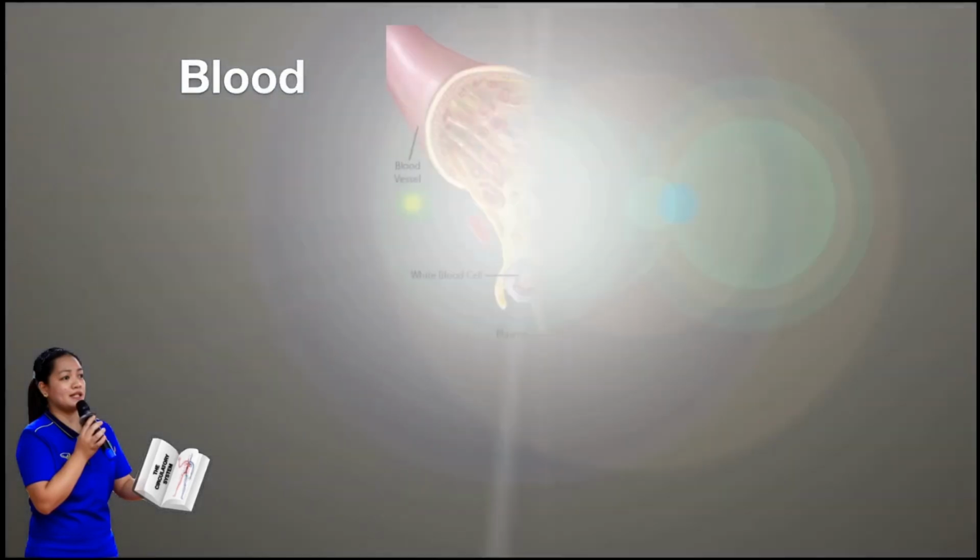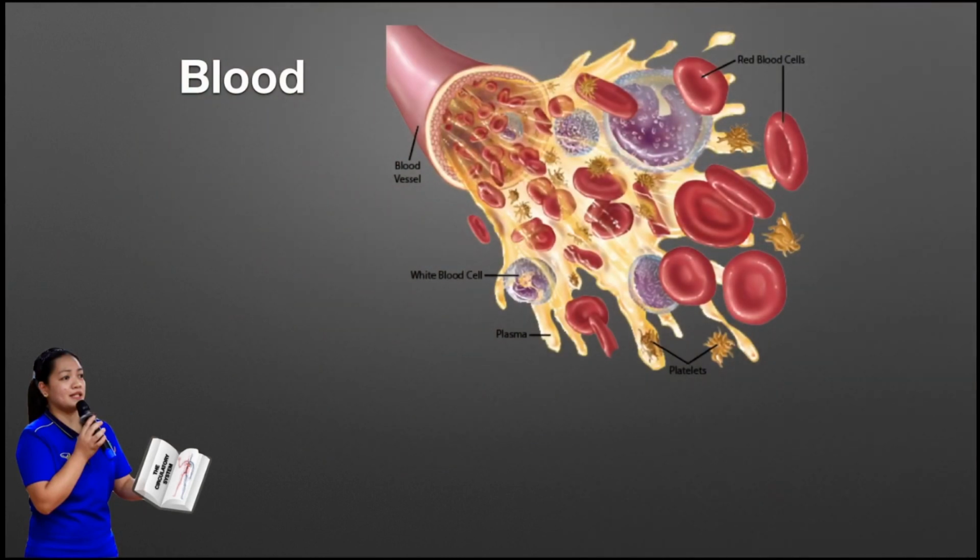Now let's talk about the blood and its components. The blood is a specialized body fluid which has four main components. We have the plasma, platelets, red blood cells, and white blood cells.